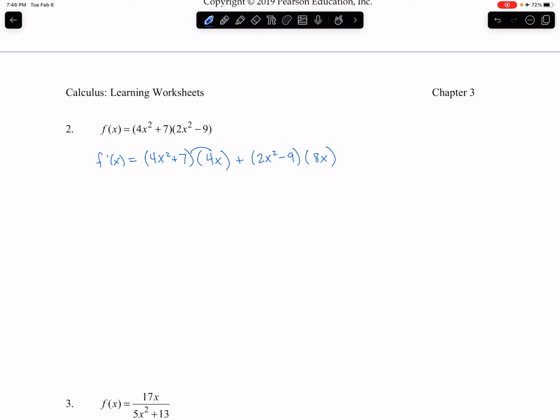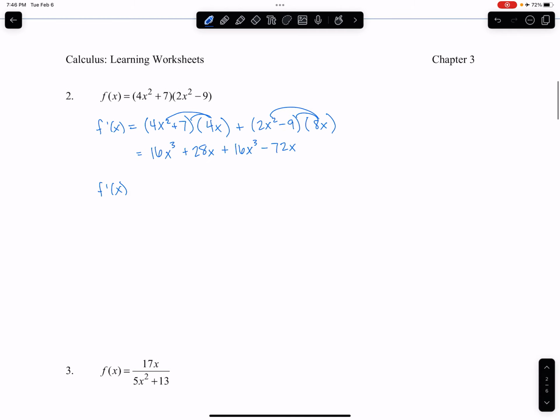Now we can distribute here and here. So we'll get 16x cubed plus 28x plus 16x cubed minus 72x. Combining our like terms will give us 32x cubed minus 44x.